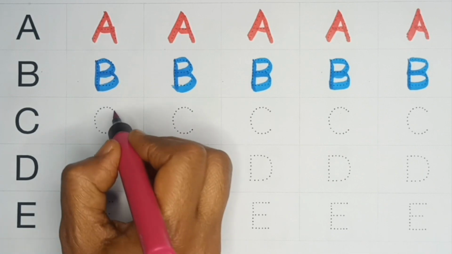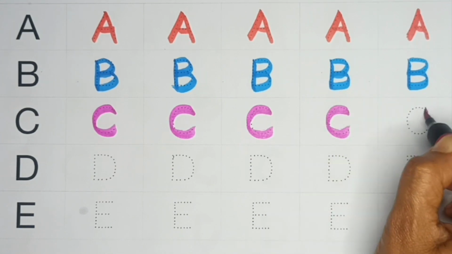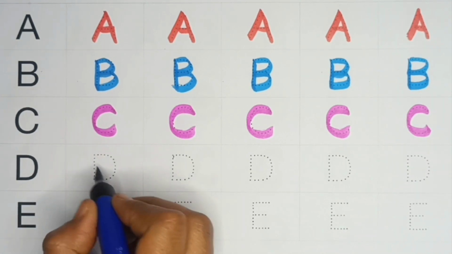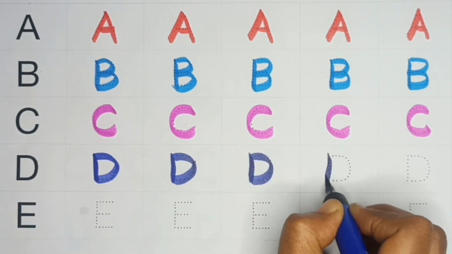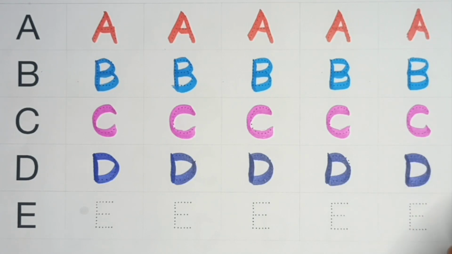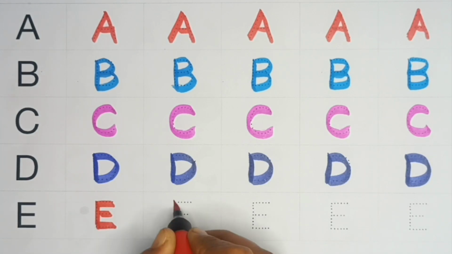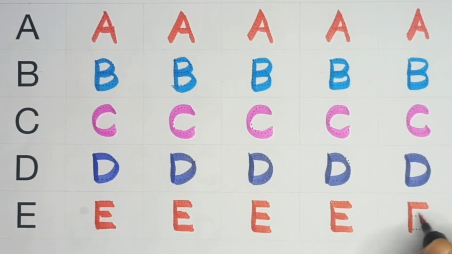C for cat. Purple color C. D for dog. Dark blue color D. E for elephant. Red color E. Thank you.